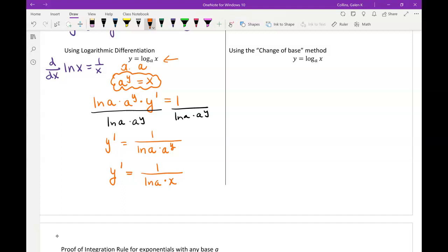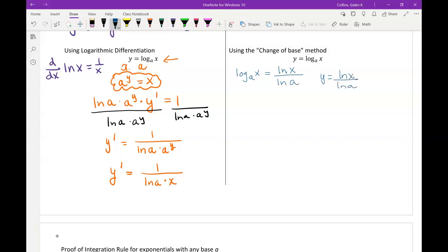Now, let's say that we forget this, or that seems hard. That did seem a little harder than the last one. We could also just change the base of the log in the first place. So if I apply the change of base formula, I know that log base a of x is equal to the natural log of the argument over the natural log of my original base. So ln of x over ln of a. So I could just instead take the derivative of ln of x over ln of a.